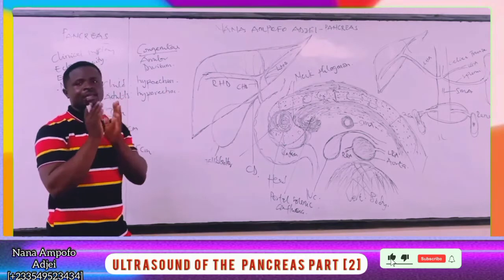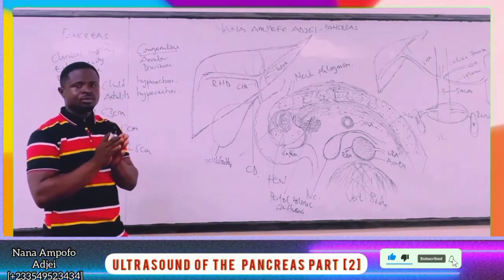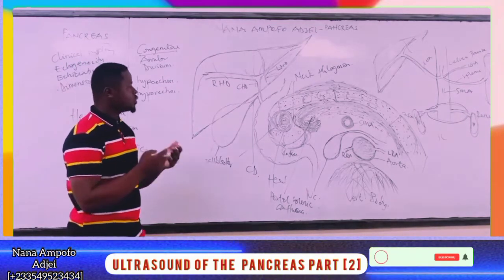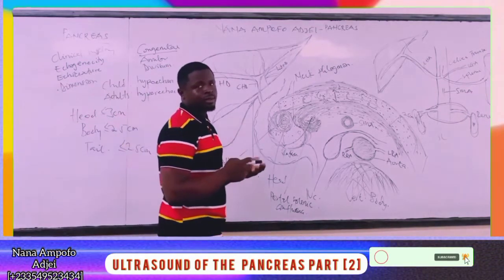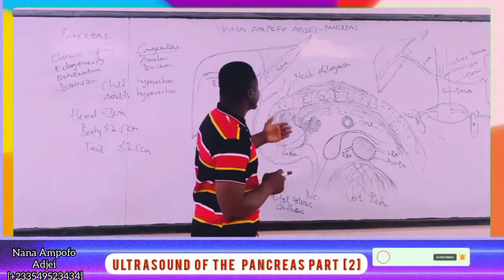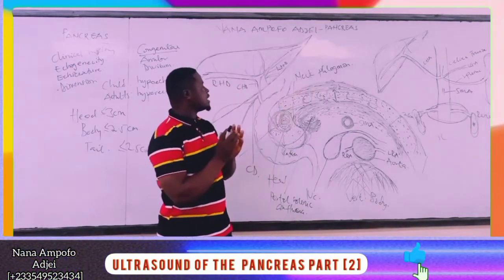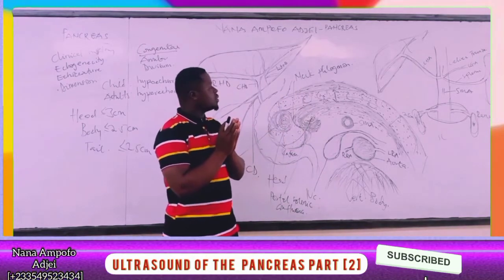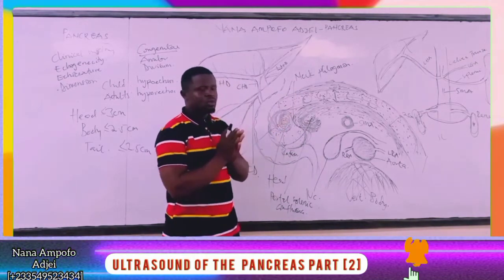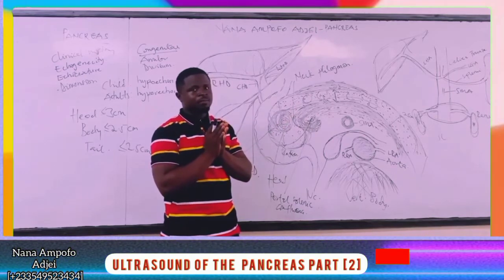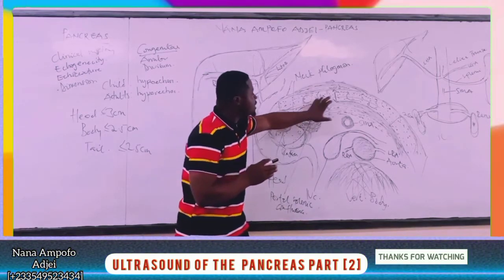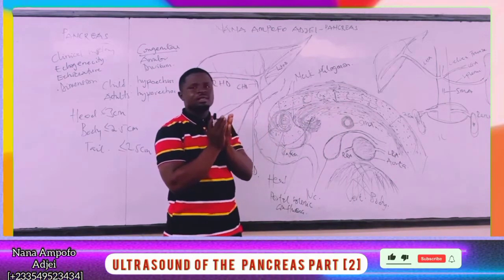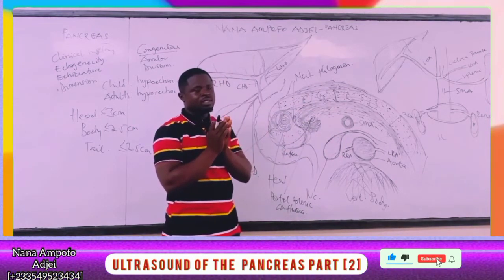And then repeated bouts of inflammation may cause what? Chronic pancreatitis. Okay, so in the acute phase, we realize that the size has increased. In the chronic phase, what are we expected to see on the sonogram? The size may not increase as in the acute phase, but rather the size may decrease in the chronic phase.